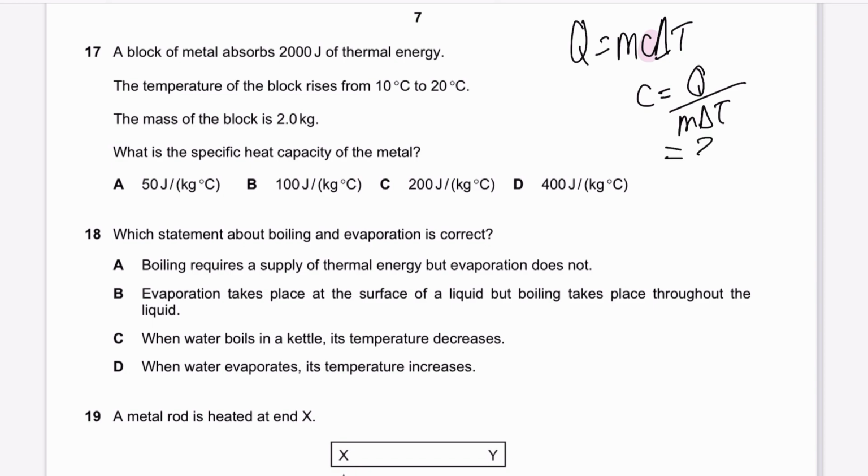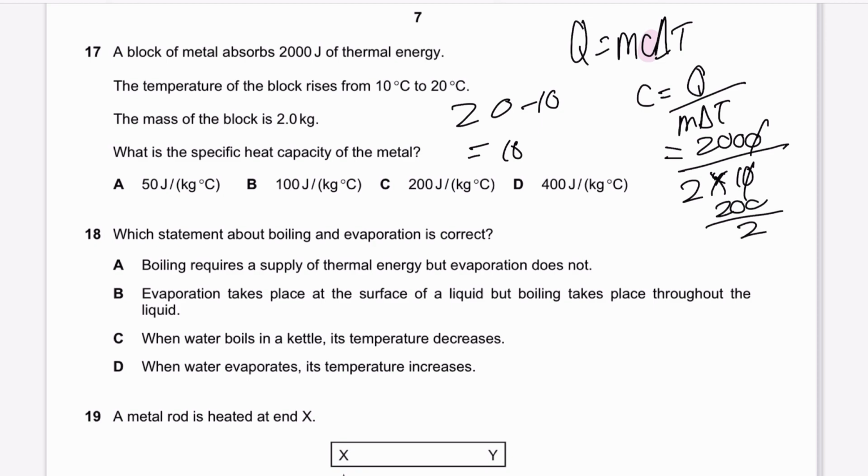Now Q we have 2000 joules upon mass, which will be 2 kgs, multiplied by change in temperature is equals to 20 minus 10, which is actually 10. So basically 2000 upon 20, which is 100 joules per kg degrees Celsius. Okay, so answer for number 17 is B.